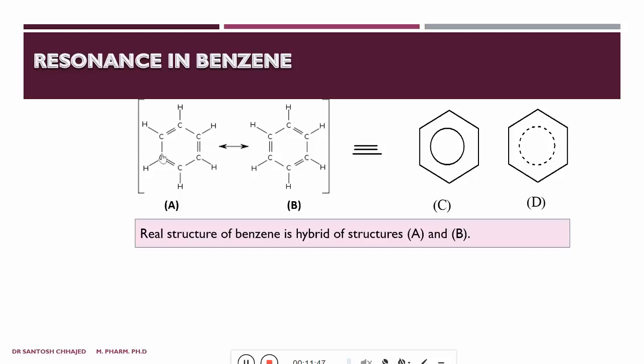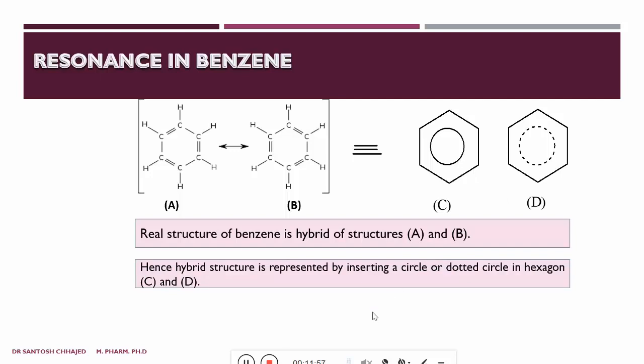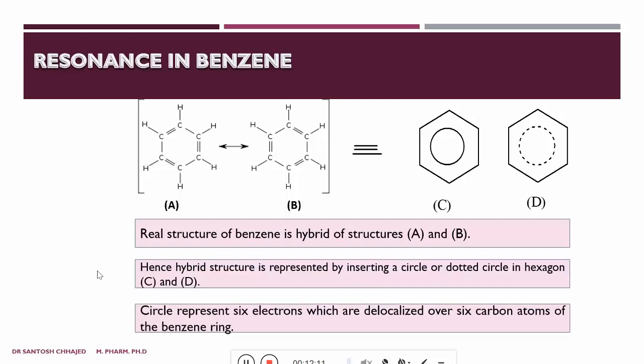These are contributing structures where the alternate double bonds have changed their location. Now this is a hybrid. Hence the hybrid structure is represented by inserting a circle or dotted circle in a hexagon, C and D. So either we can show benzene with the help of form C or form D, one and the same, both are correct. The circle represents 6 electrons which are delocalized over 6 carbon atoms. As their positions are not fixed, we can denote them by using circles, either a full circle or a dotted circle.